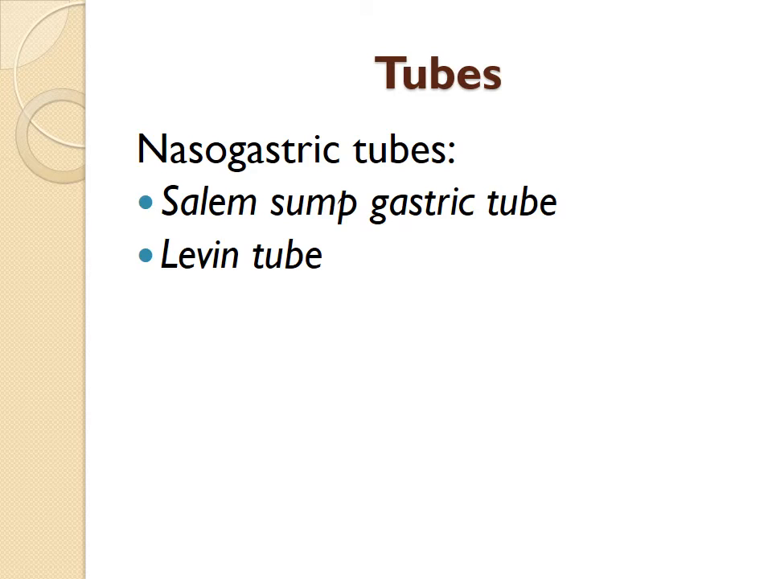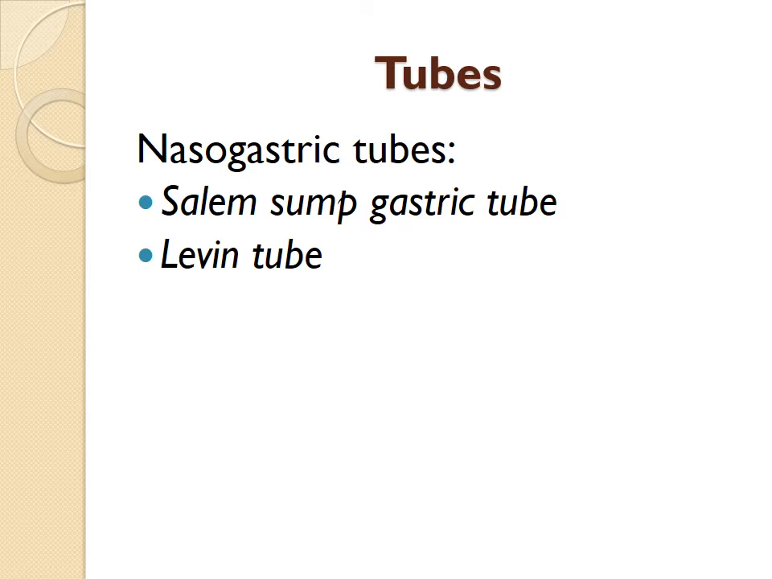The Salem Sump gastric tube, however, is a double lumen tube. It is much less pliable than the softer Levine tube. It is most frequently used for patients that need suctioning, whether it is contents or just for decompression.